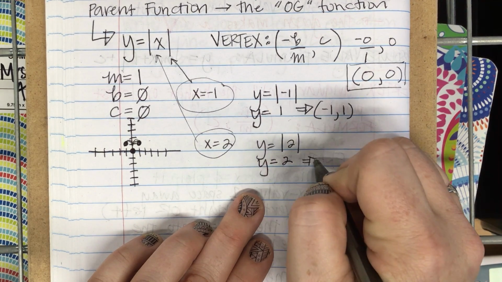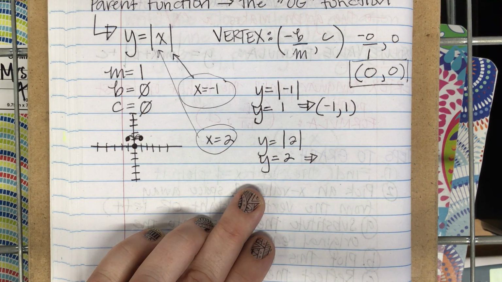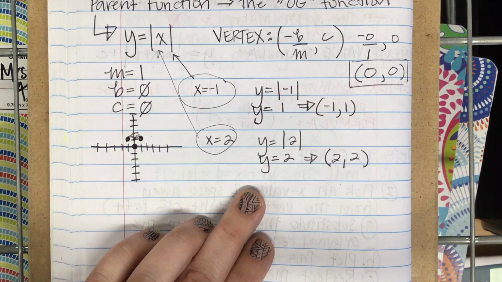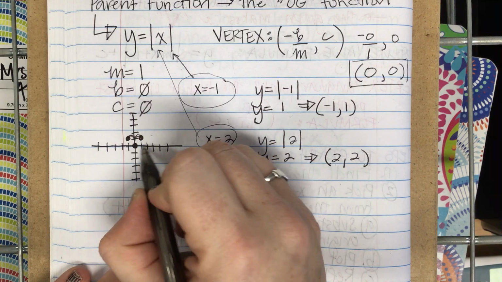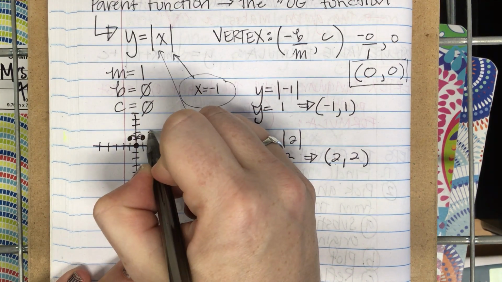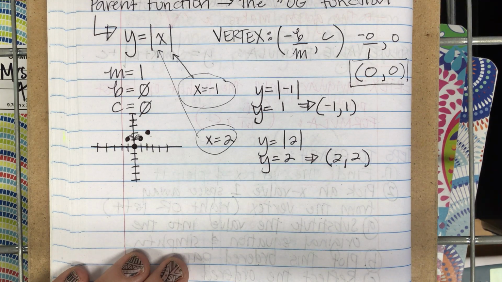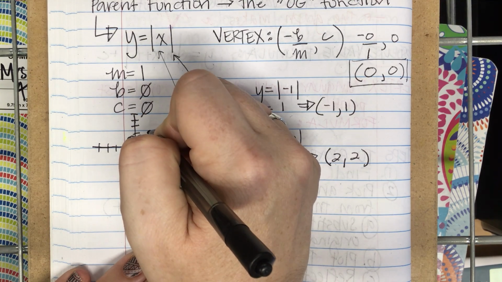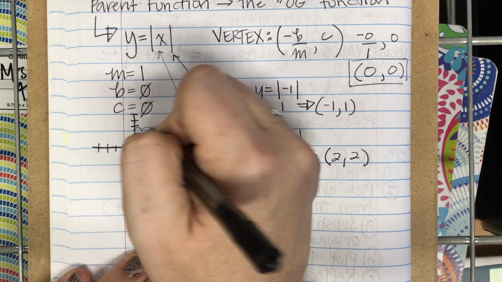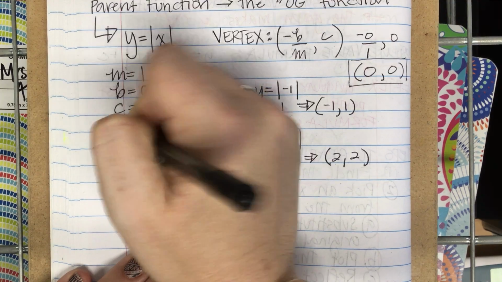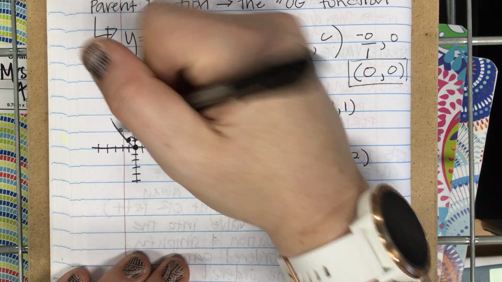Making my ordered pair, what comma what? +2, +2. Over 2, up 2. And reflect it. It's 2 spaces to the right. I need to make one 2 spaces to the left.